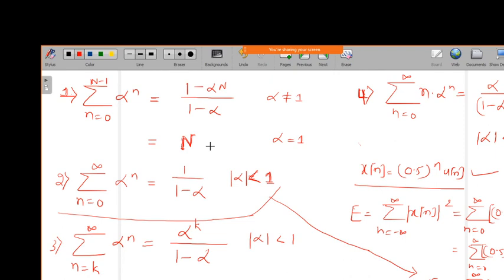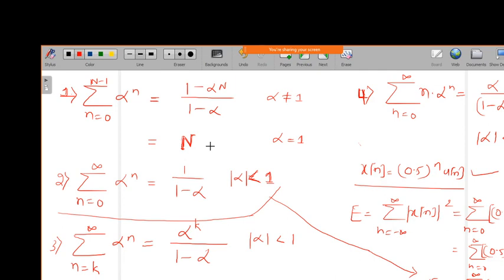Now this is about the basic operations and classification. In the classification we have seen even and odd components, periodic and non-periodic, energy and power signals, deterministic and random signals, and also some basic operations on signals. We have also seen special signals like exponential signals, sinusoidal signals, unit step signal, ramp signal, and the delta function, that is the impulse function. So till now we have done this much.